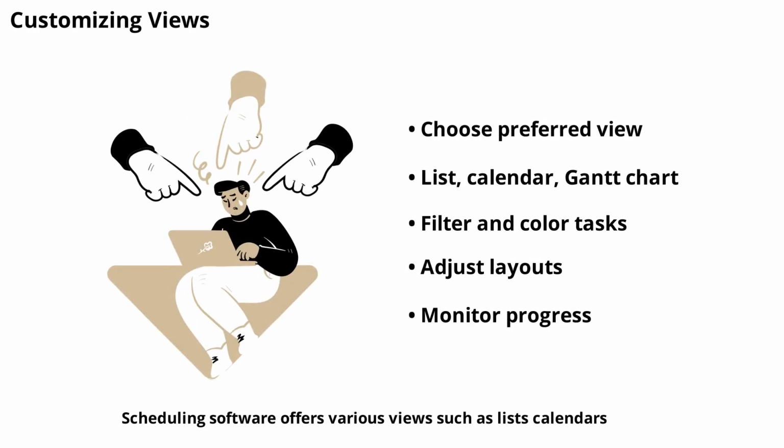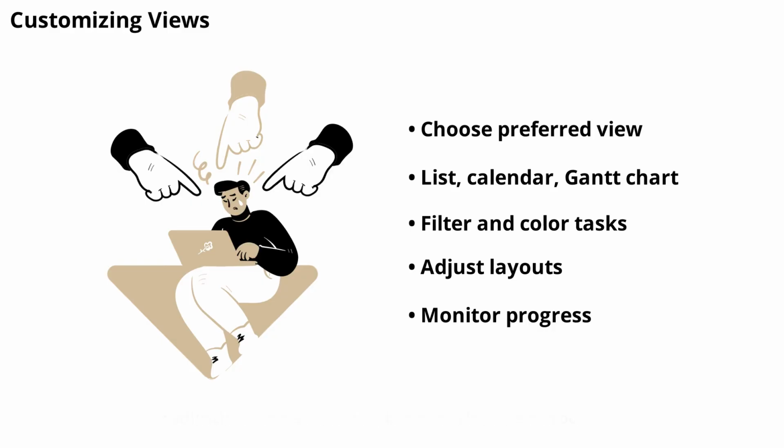Scheduling software offers various views, such as lists, calendars, or Gantt charts. Choose the view that best suits your project and team preferences. List views are great for detailed task management, while calendar views help visualize deadlines. Gantt charts show task timelines and dependencies. Customize views by filtering tasks, changing colors, or adjusting layouts. Switching between views helps you monitor progress from different perspectives.